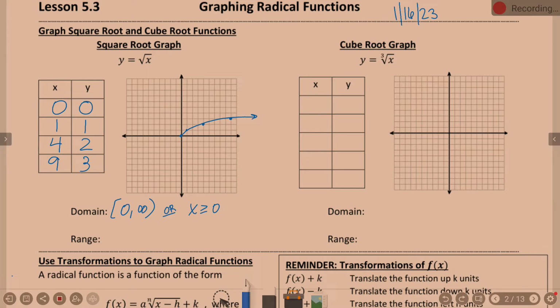Now, what about range? Domain is left or right, and my x's. So range is up and down, and my y's. So how low does my graph go? The lowest y value here is 0. And we talked, we don't go into the negatives with this, so it's not going to go any lower. How high does this graph go?